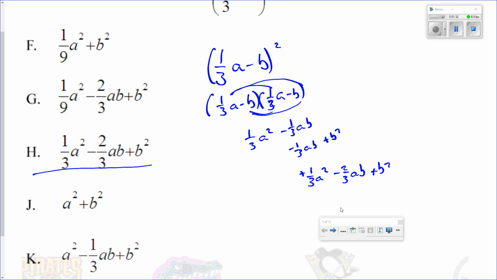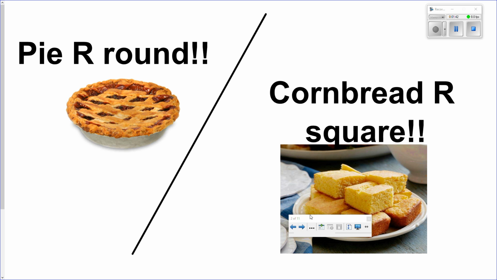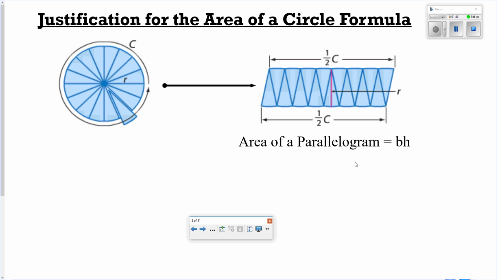All right. Areas of circles and sectors. Remember the formula for the area of a circle? Area is equal to, no, pi r round, cornbread r square. I know, I already made that joke. But you're right. Area is equal to pi times the radius squared.